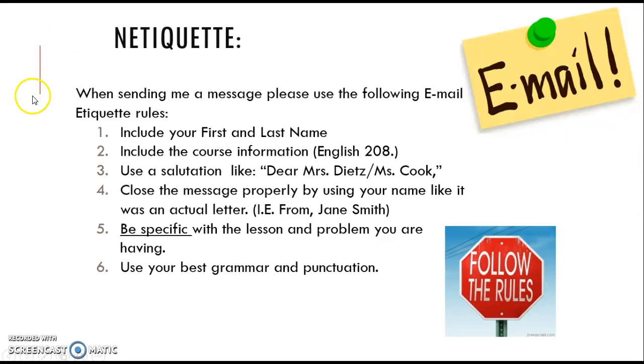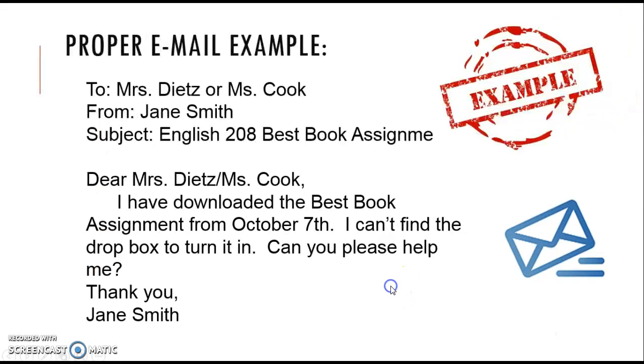So your netiquette. When sending me a message, please use the following email etiquette rules. Include your first and last name. Include the course information, so English 208. Use a salutation like Dear Mrs. Dietz or Dear Mrs. Cook, depending on your teacher. Close the message properly by using your name like it was an actual letter. Be specific with the lesson and problem you are having. Use your best grammar and punctuation skills. Make sure you edit and revise your email before you send it to your teacher.